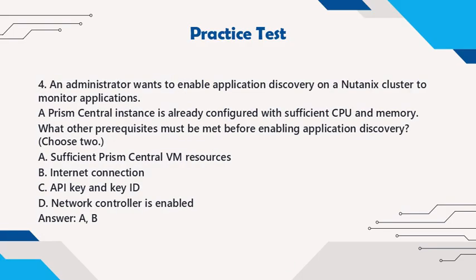4. An administrator wants to enable application discovery on a Nutanix cluster to monitor applications. A Prism Central instance is already configured with sufficient CPU and memory. What other prerequisites must be met before enabling application discovery? Choose 2. A. Sufficient Prism Central VM resources. B. Internet connection. C. API key and key ID. D. Network controller is enabled. Answer: A, B.